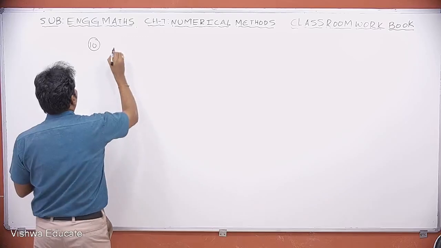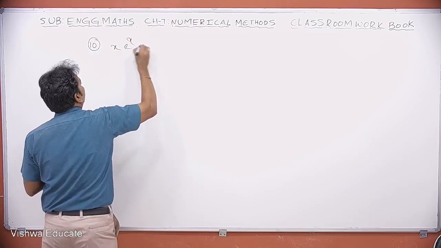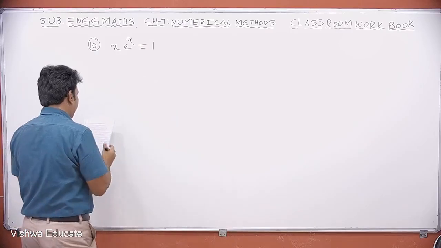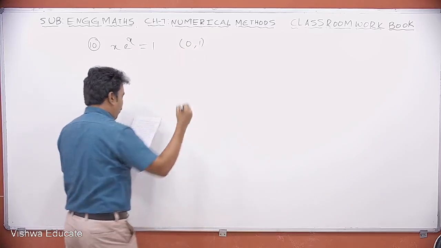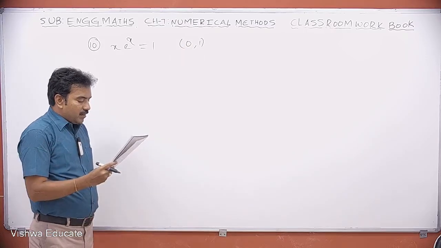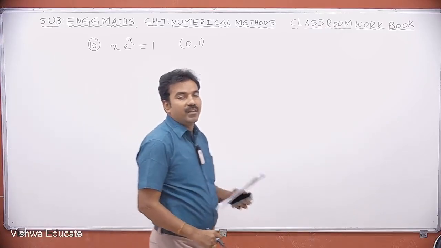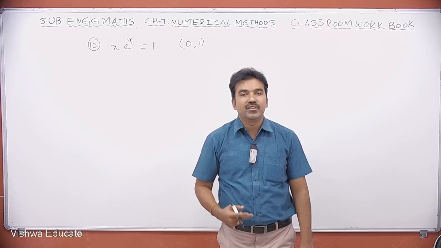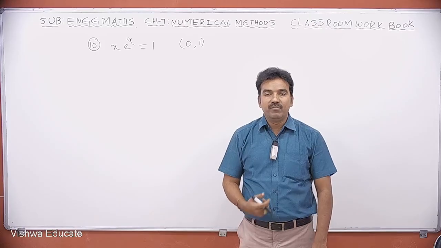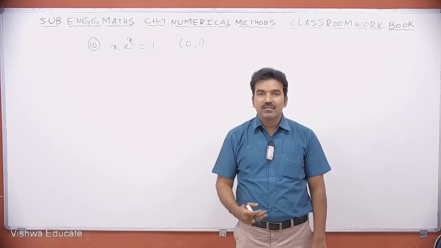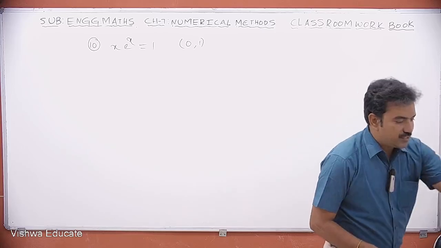The root of the equation x into e power x equal to 1 between 0 and 1, that is open interval between 0 and 1, obtained by using two iterations of bisection method is. So that means we need to apply intermediate value theorem two times over this interval, open interval 0, 1, so that you will get x1 as well as x2. So x2 is required for us. Now let us solve this.